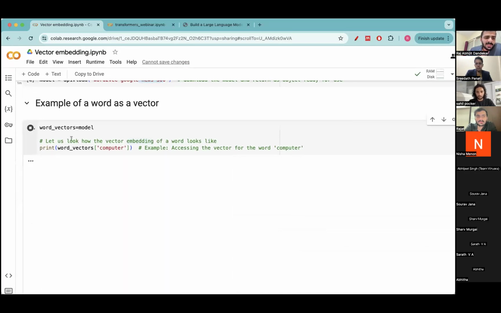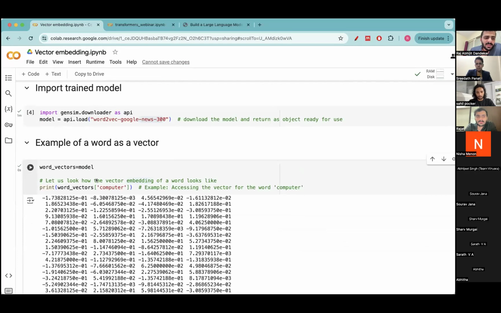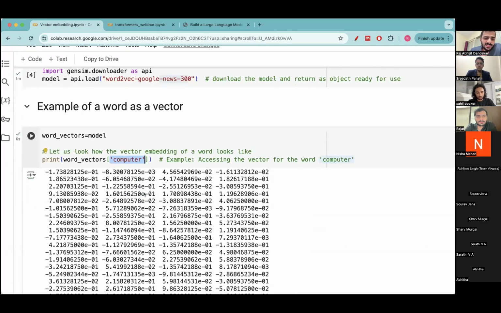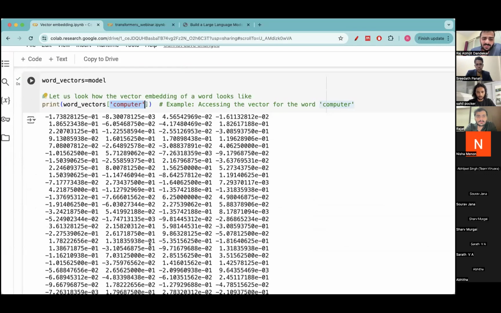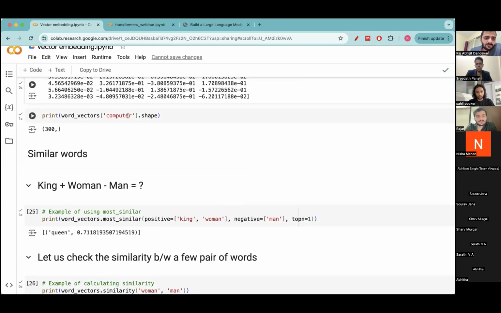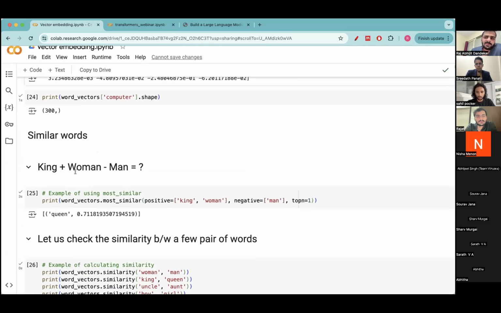So if you, let's say, use this vector embedding and you want to see the vector representation of computer, you can see that here is the vector representation. There are 300 dimensions. So this is a 300 dimensional vector for computer. And now you can actually do some very cool things.